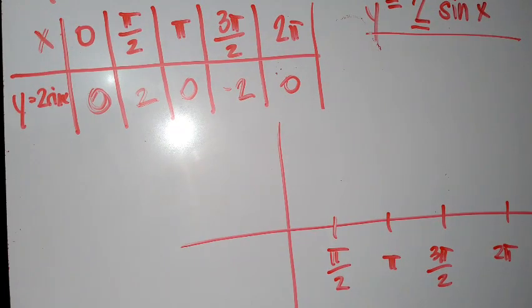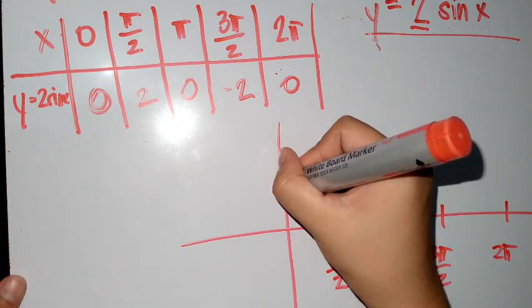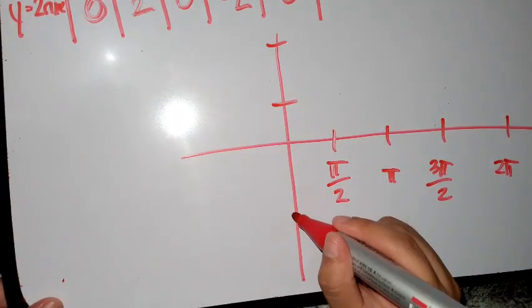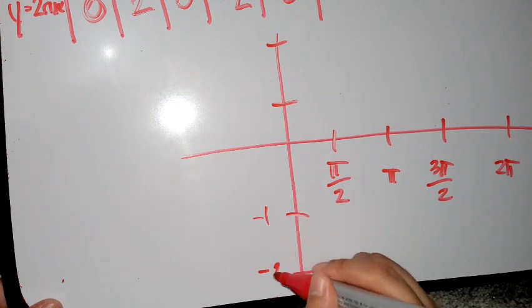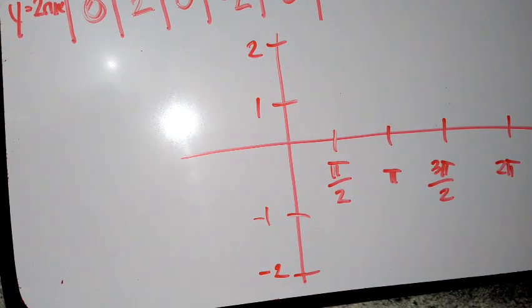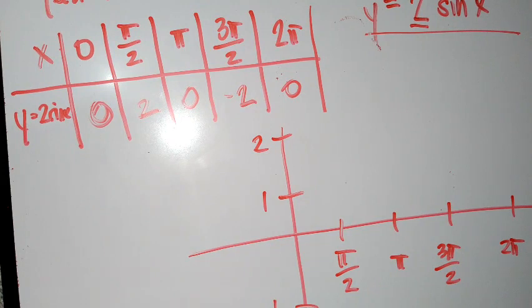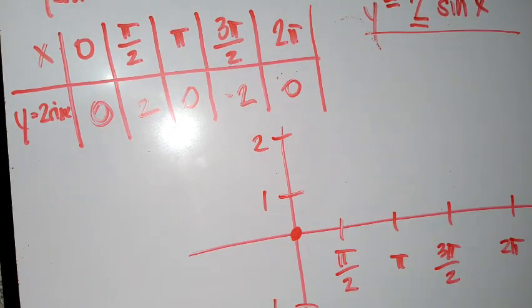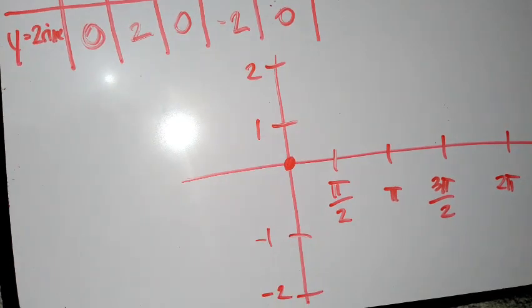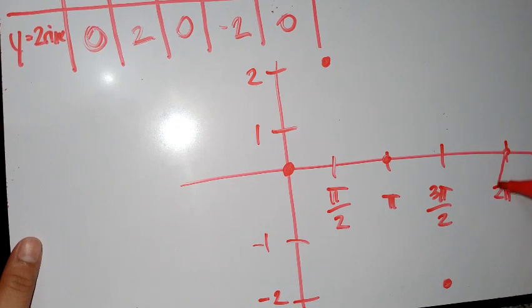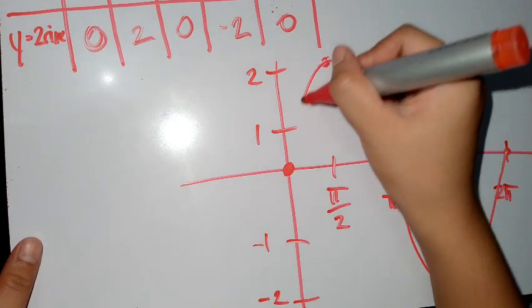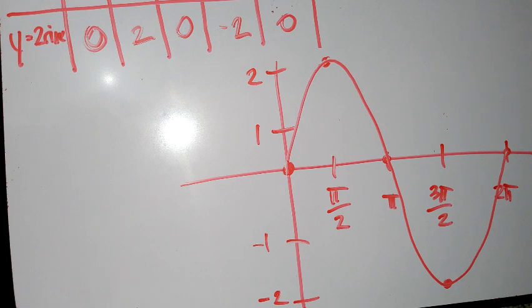Since our amplitude is 2, we put 2 numbers on the y-axis, and on the opposite side as well: negative 1 and negative 2, positive 1 and positive 2. Now that our table is ready for plotting, we plot 0 and 0, then pi over 2 and 2, pi and 0, 3 pi over 2 and negative 2, and 2 pi and 0. Next, we connect them smoothly with a curved line. So this is now the graph of y = 2 sin x.